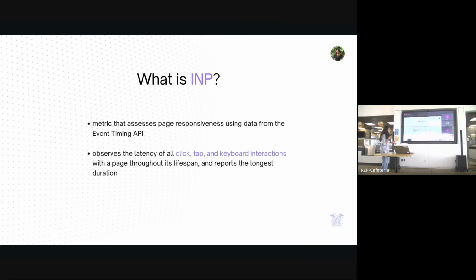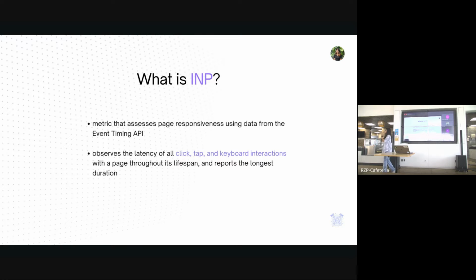In this case, responsive, don't consider it to be a media query sort of thing. Responsiveness means that when you are interacting with a page, how soon you are getting the response. And how does it do it? It uses data from the Event Timing API. Now, when I say interactions that you are doing, what sort of interactions are these? You will see the word I'm talking about here so many times.